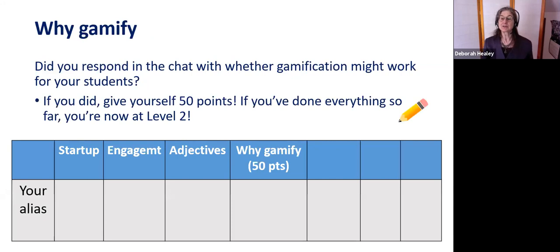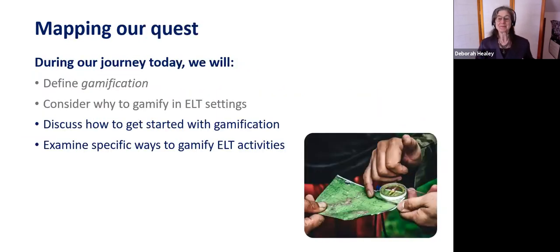Now, if you're just joining us, please create a table on a piece of paper with your alias, not your name, 2 rows, 8 columns. If you responded in the chat or comments with whether or not you think gamification might work for your students, give yourself 50 points in the Why Gamify column. And if you've been active so far, you are now at level 2. You've leveled up already. Okay, so put in your scores.